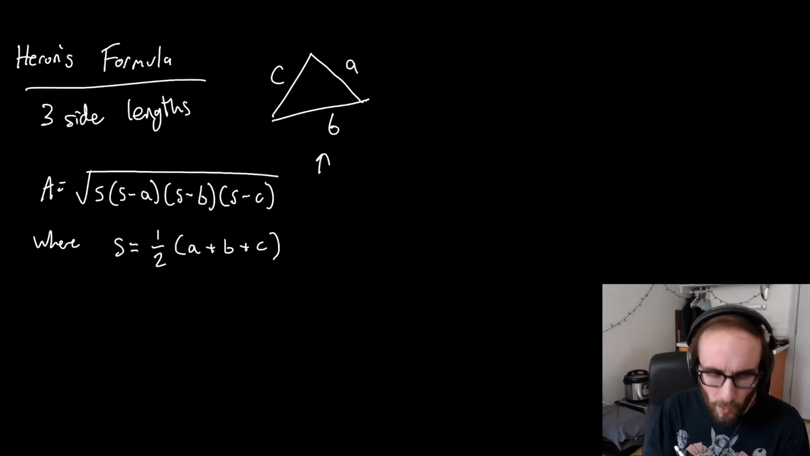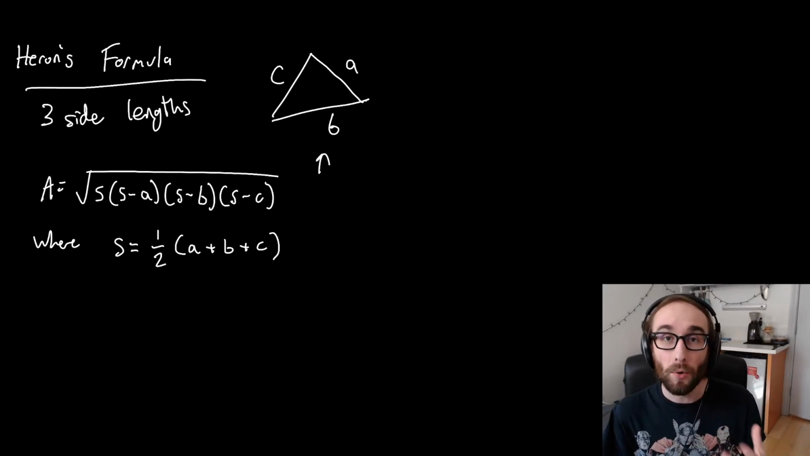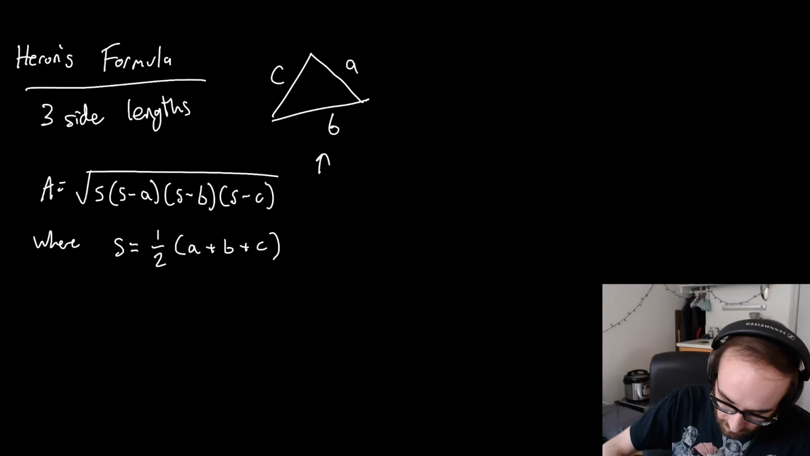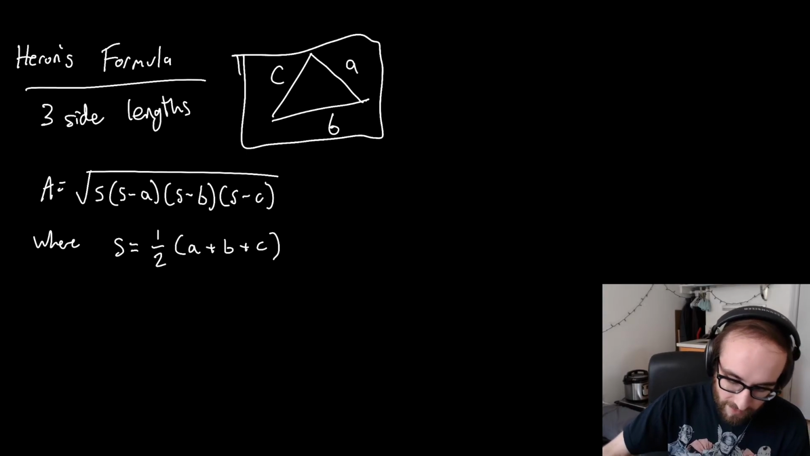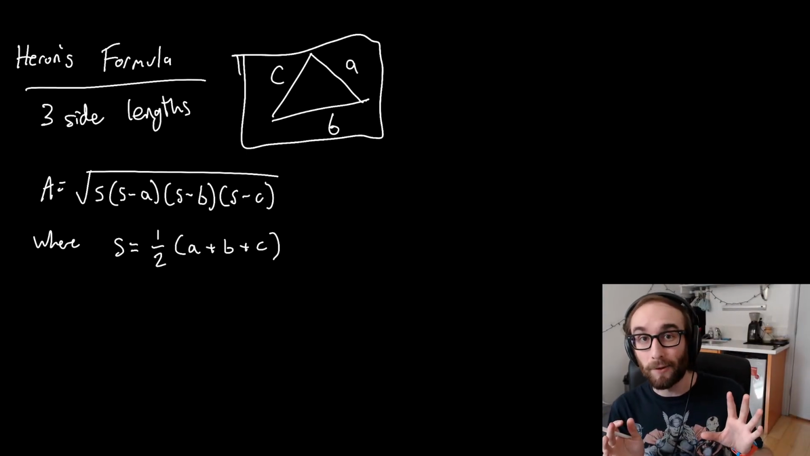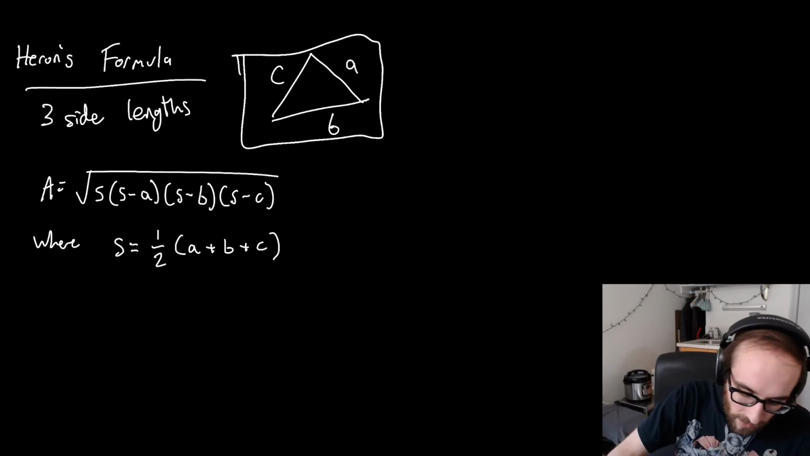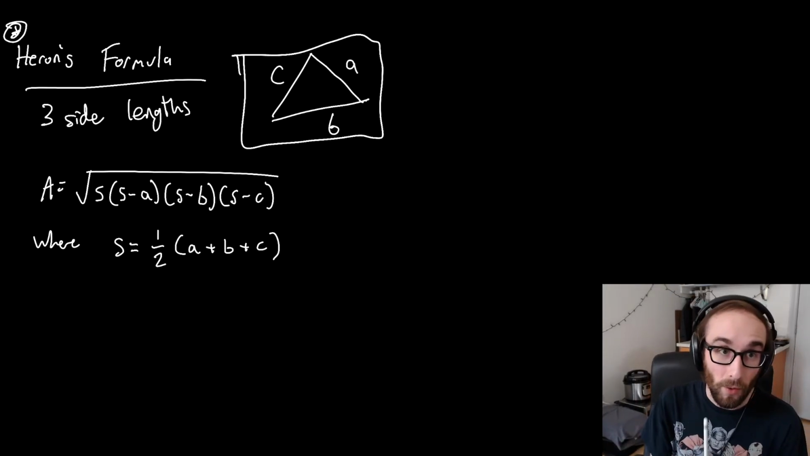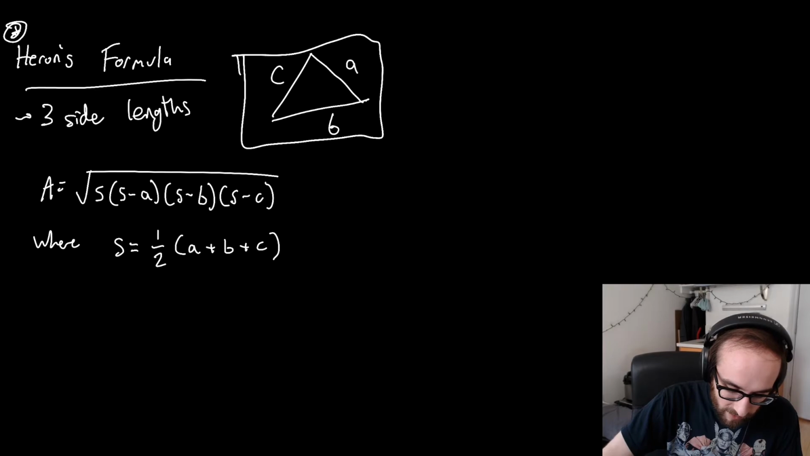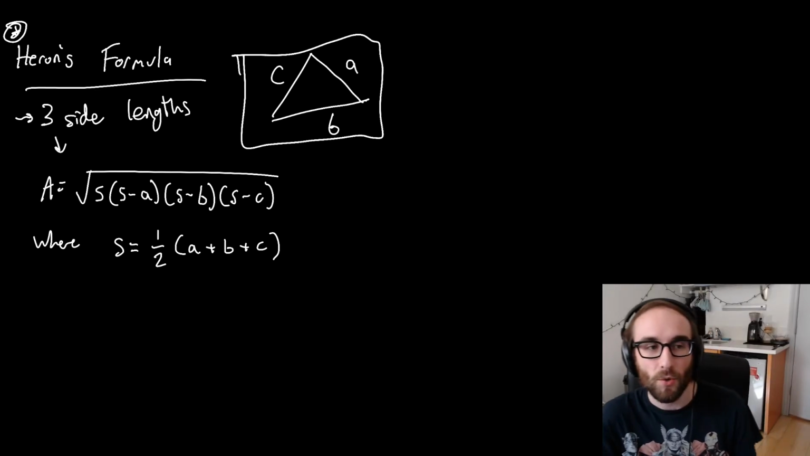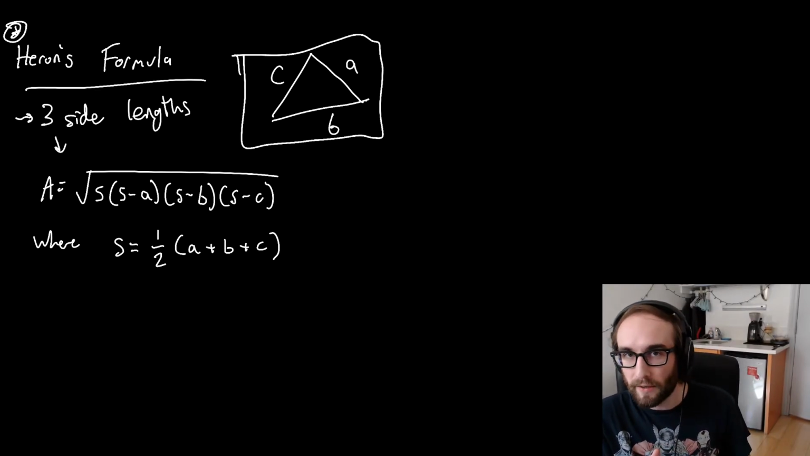There's one other situation where we'll be asked to find the area without being given the height, and that's when we have 3 side lengths. So here you might notice that we have a triangle with side lengths A, B, and C, and we don't know any of the angles inside. In this case, what we can use is something called Heron's formula, where if we have 3 side lengths, we can use those 3 side lengths to calculate the area quickly using this formula.